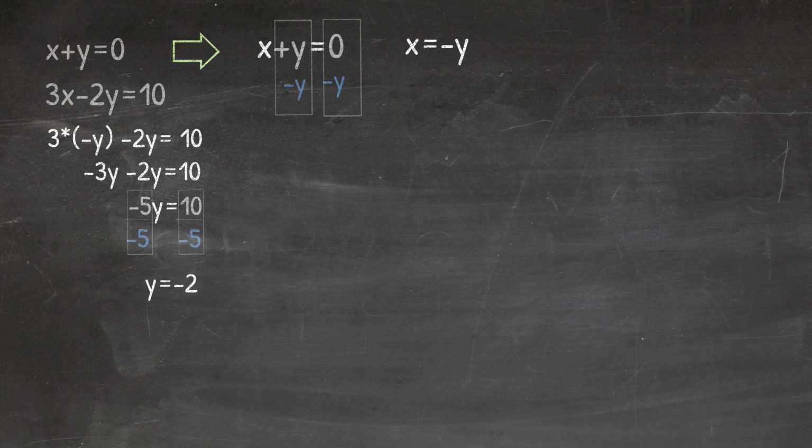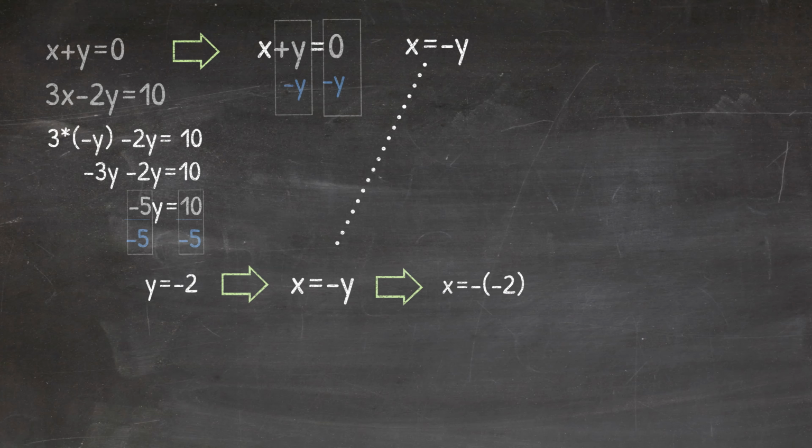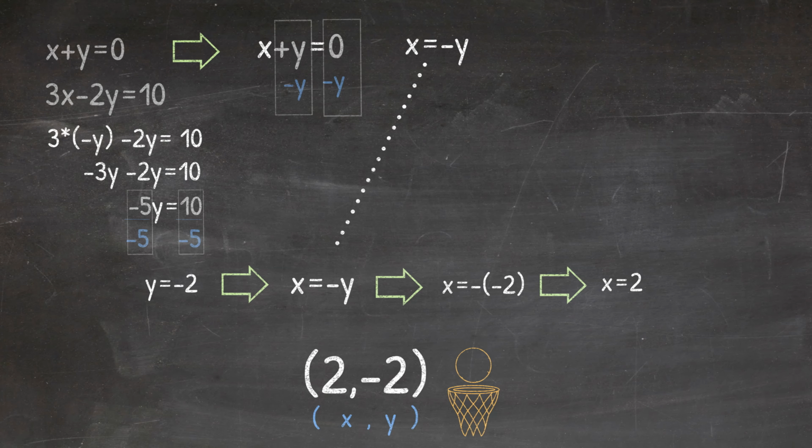Now let's refer back to our original situation where x equals minus y and replace y with minus 2. So as a result of this transaction, x equals minus negative 2. And as we know, minus times minus leads us to a positive answer, x equals 2. As a result, our ordered pair x, y are 2 for x and minus 2 for y.